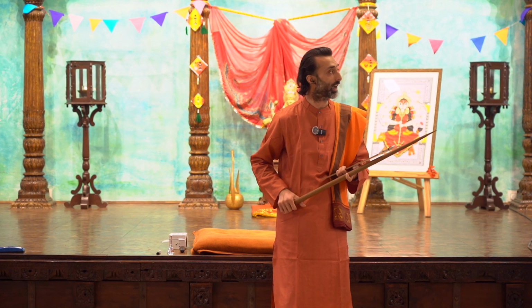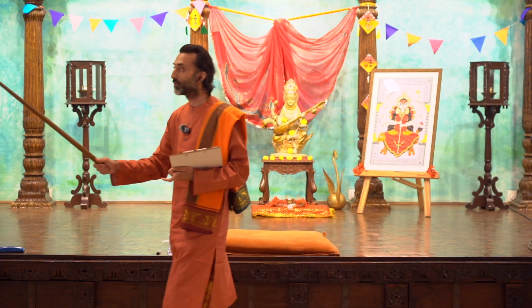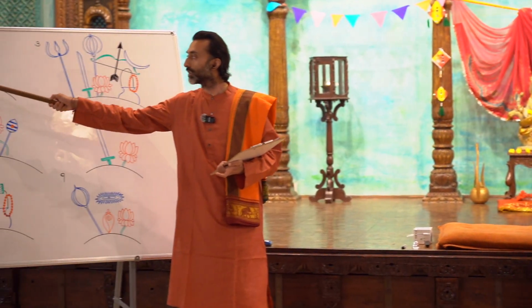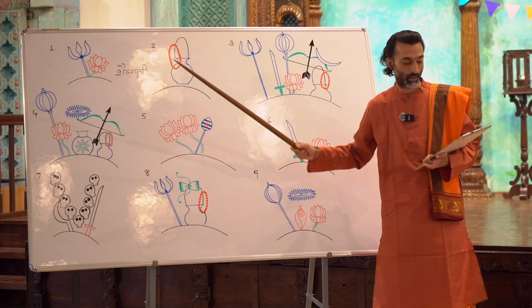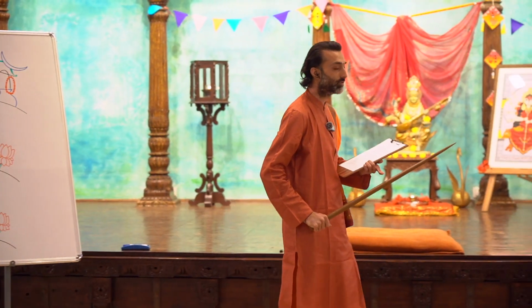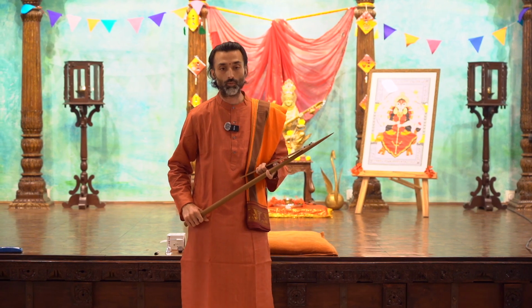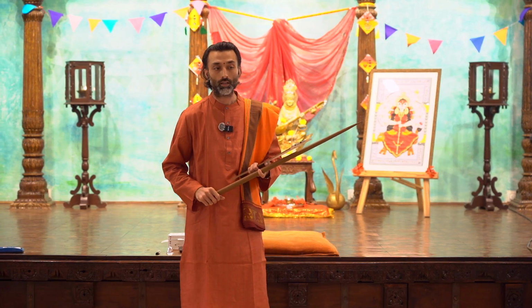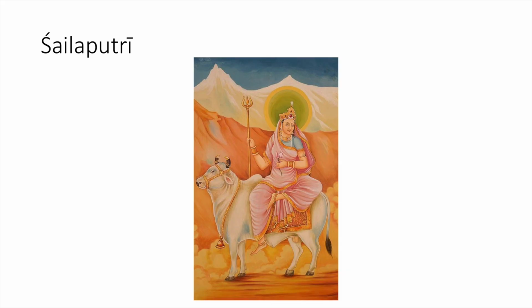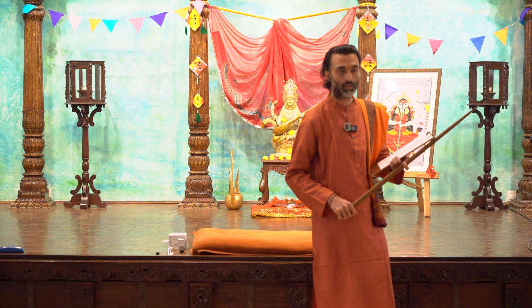What does she hold in her hand? Symbols. Everybody say it. Correct. Excellent. And she rides a bull. Okay, that's a bull. Bull. What's the name of the bull? Very good. Excellent. Nandi. Mount means a vehicle. She's riding a Nandi. Got it?